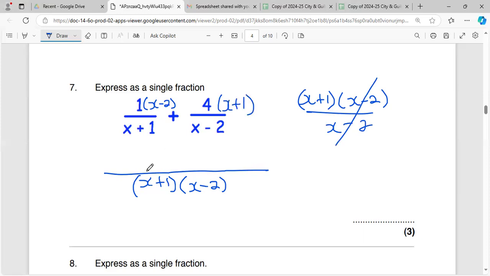The bracket, in maths, the bracket means to multiply. So we're going to multiply both terms by 1. So 1 times x, 1 times anything is anything. So 1 times x, that's x. 1 times minus 2, that's minus 2.